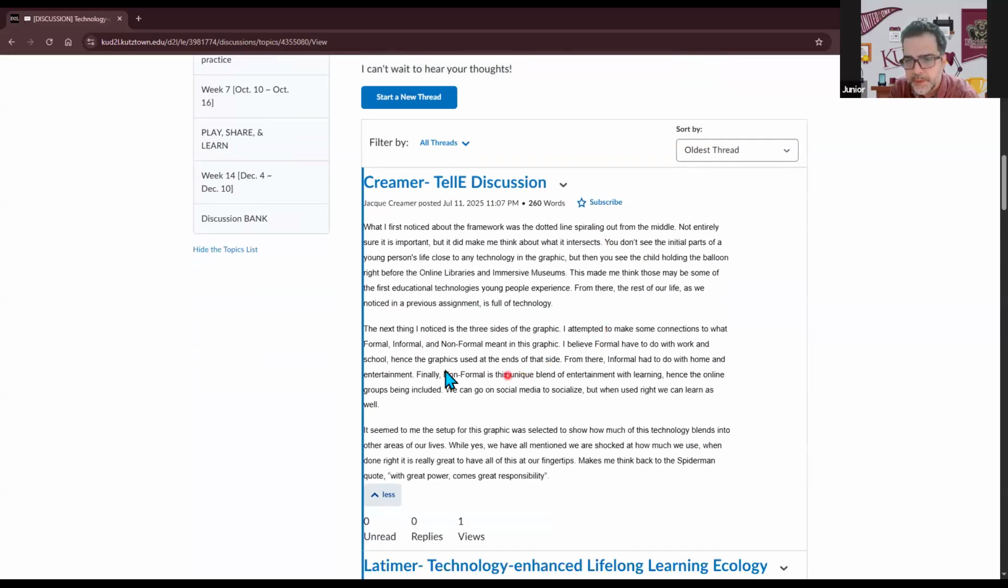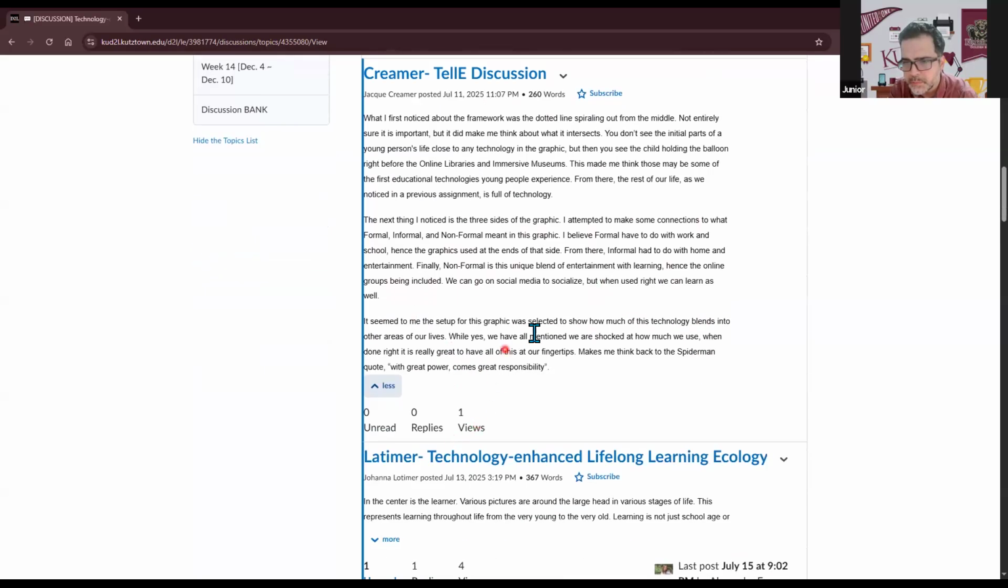Oops, let's see. The next thing is three sides of the graphic. Formal, informal, non-formal. Mm-hmm. Yeah, we have been discussing a lot about that in the other topics, right? For this first unit of our course. Oh, is this a Spider-Man quote? With great power comes great responsibility.